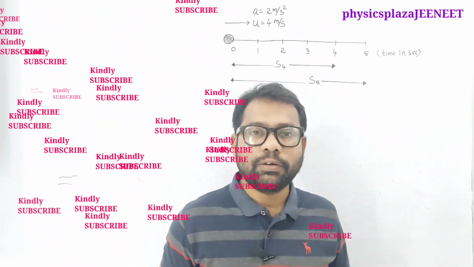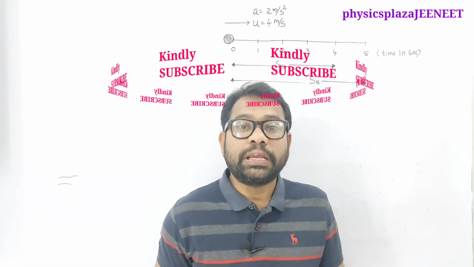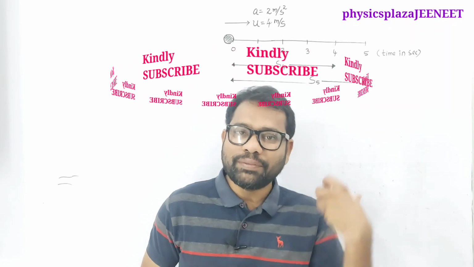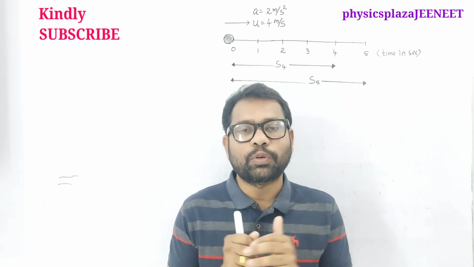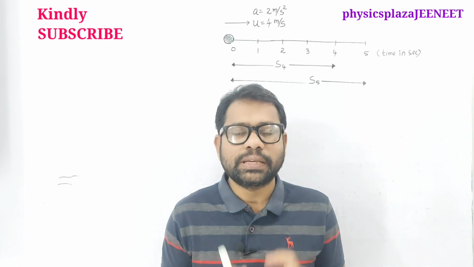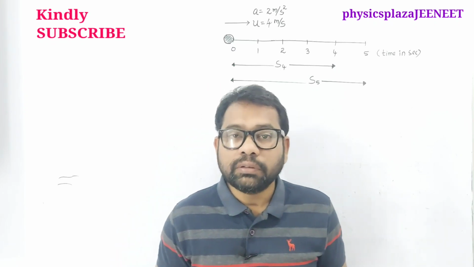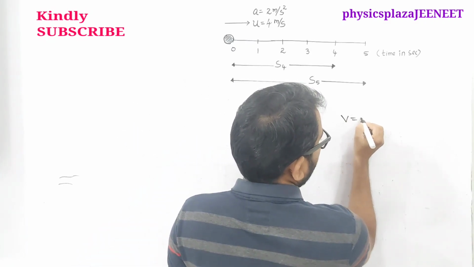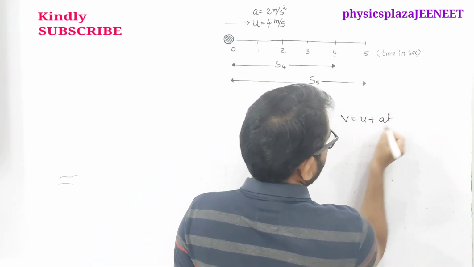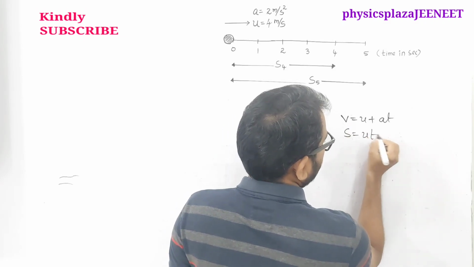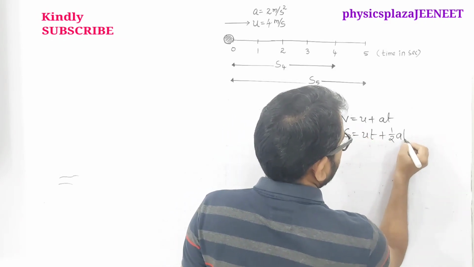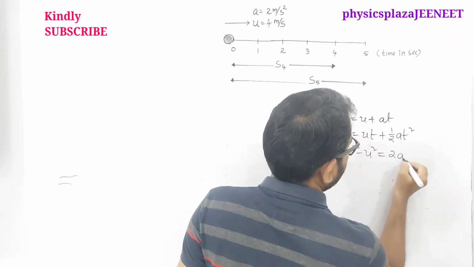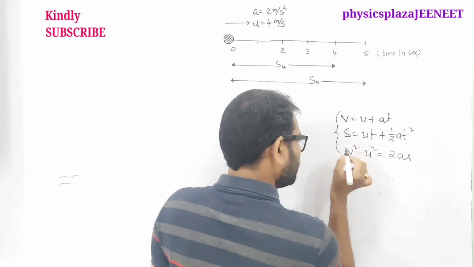In the previous class, children, we covered derivations of the equations of motion using calculus. This class is a continuation of the previous class only. Let us recall once again what we discussed. We could derive 3 equations of motion. What are those? V is equal to u plus at. The second one is S is equal to ut plus half at square. The third one is v square minus u square is equal to 2as. So these are the 3 equations of motion we could derive.